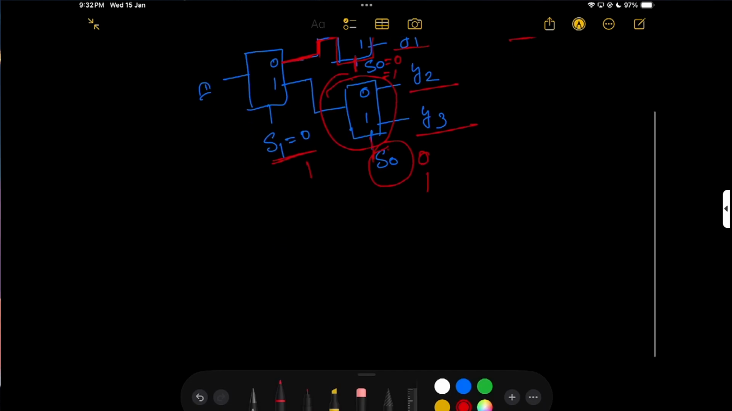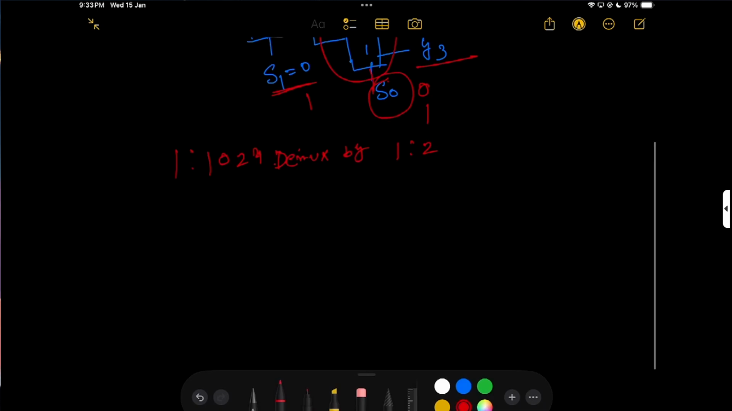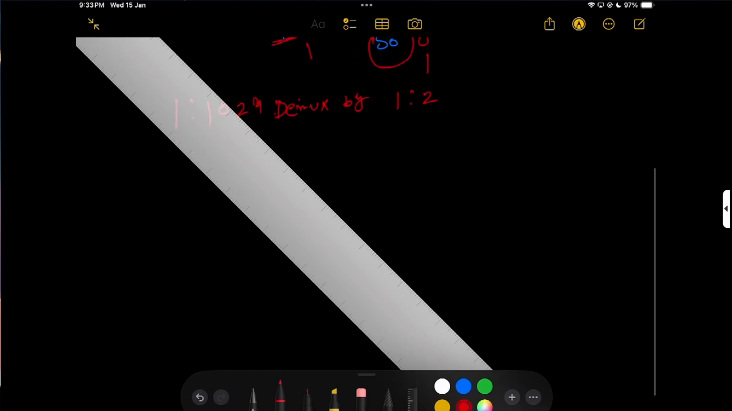If suppose we want to make a 1-to-1024 demux by 1-to-2 demuxes, how many 1-to-2 demuxes will be required?